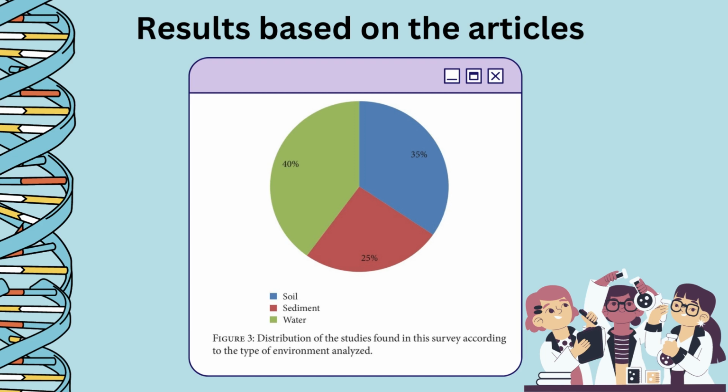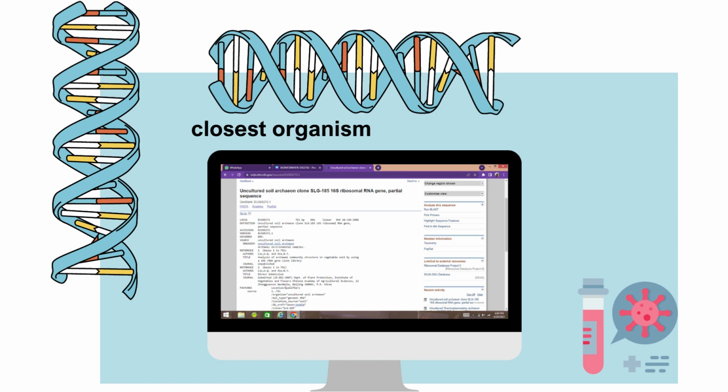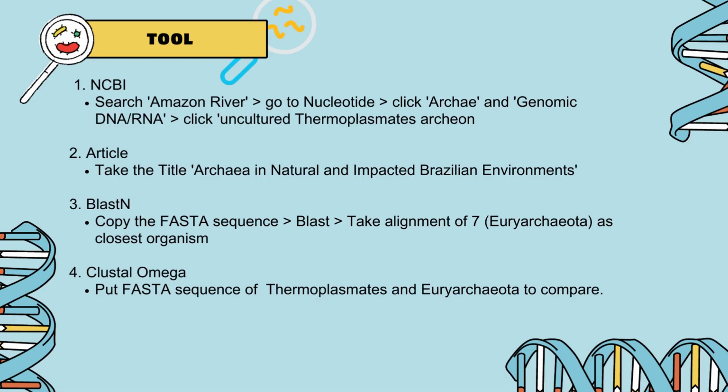Our group chose Thermoplasmata archaea. For the analytical method, we use 3 tools to find the closest organism and article, which are NCBI, BLAST, and Clustal Omega. This slide shows the summary of how we conduct the search. So let's jump into the video.